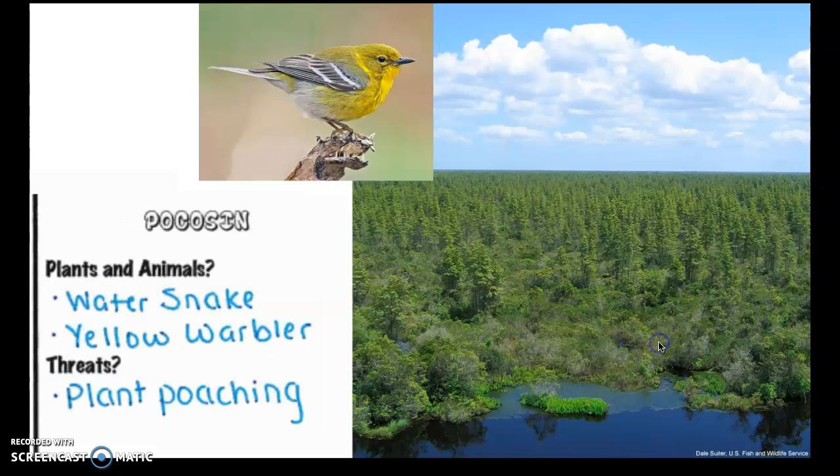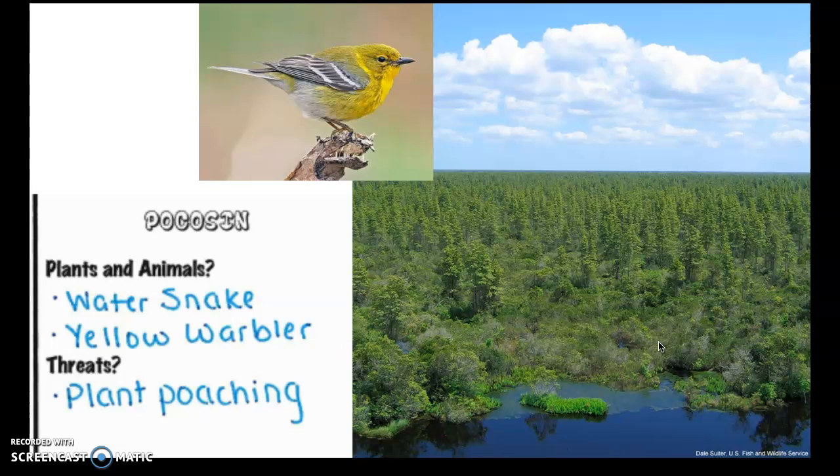As well, we've got the, I always struggle with this one, Pocosin. It is a swampy, forested area. Some of our typical organisms here are the yellow warbler, which is right here, again, has a beautiful song, and a water snake. If you were in class with me, we would get out the snake guides right now, and I would show you the difference between a water snake and maybe a cottonmouth.